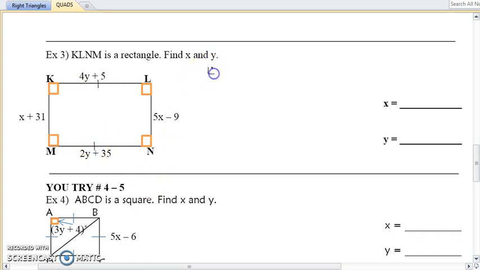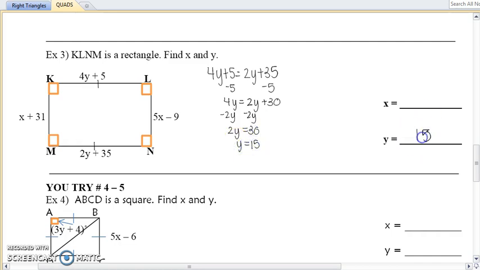So I can set 4y plus 5 equal to 2y plus 35. And this is only because they're opposite sides. We can use all the properties of our parallelogram. So let's continue to solve for y. We have 4y is equal to 2y plus 35 plus 30. Subtract 2y on both sides. We get 2y is equal to 30, or that y is equal to 15.